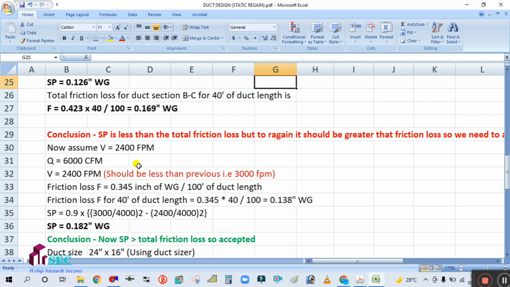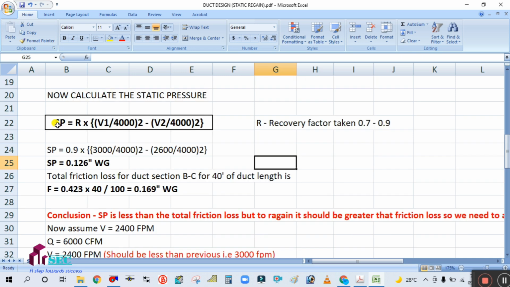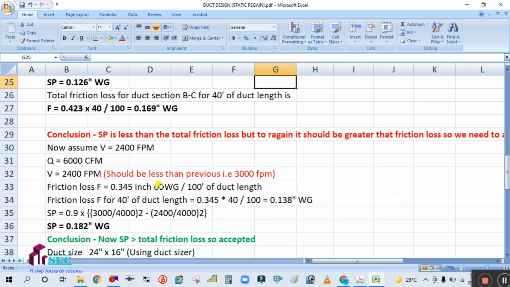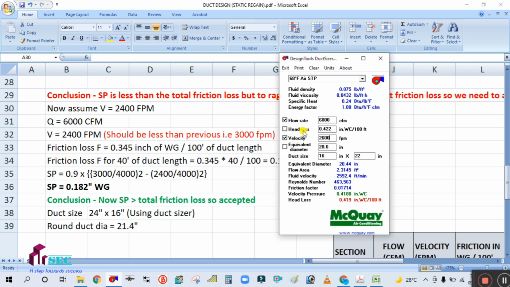This is the trial and error method. Just assume the velocity, put it in these formulas, check the static pressure, and compare with the friction loss. Once you get the static pressure more than the friction loss, that duct size is accepted. So now we are assuming 2400 feet per minute velocity, and Q is equal to 6000. Now simply change the velocity to 2400 feet per minute.